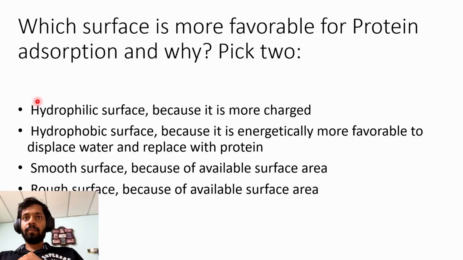But if it's a hydrophobic surface, which is quite hard to come by for proteins, because it is energetically more favorable to displace water and replace with protein, there's a lot of adsorption that happens. So that's why it's more favorable for protein adsorption on a hydrophobic surface. What could be one other surface? Is it a smooth surface or a rough surface? Which one has more surface area available?